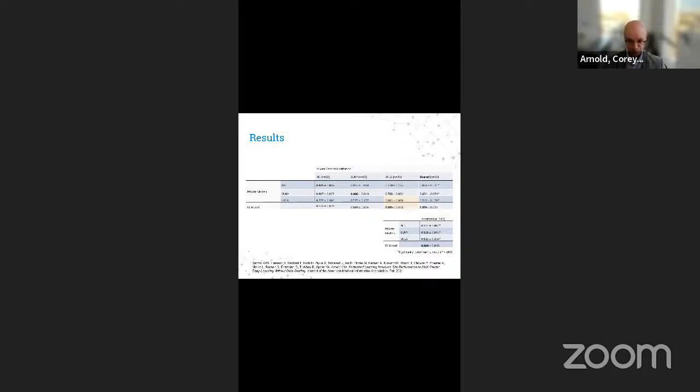If we look at the overall test set, so not just the 20 for each institution, but all 60, we see that the federated model does the best. And then if we look at performance on the external Prostate X challenge data set, the federated model again does the best. And that's exactly what we want to see.